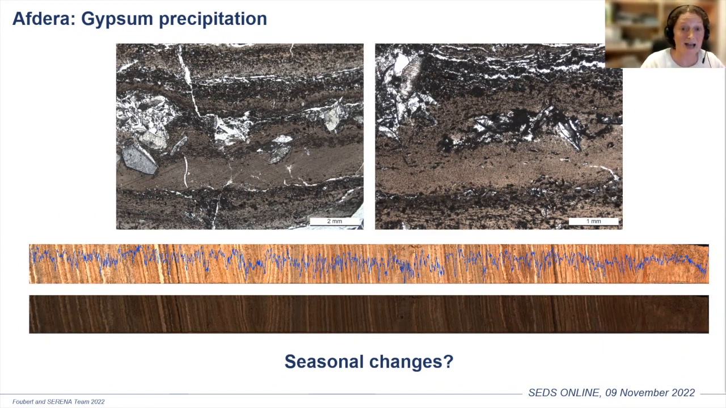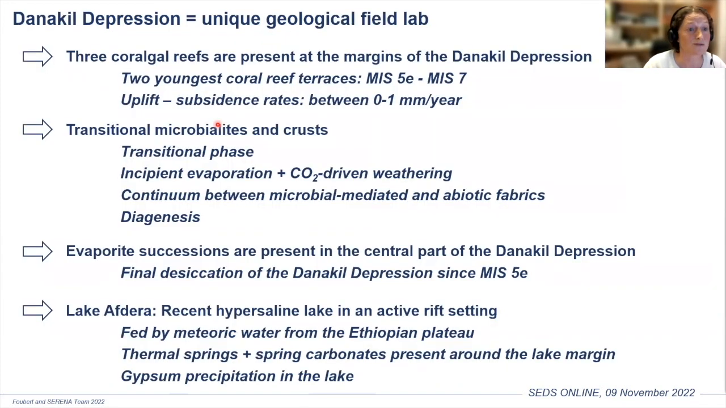So what do we have at the margin? Coral reefs. The two youngest coral reef terraces have been dated at MIS 5e and 7. With those elevations and datings, we could calculate uplift and subsidence rates. They are topped by transitional microbialites and crusts, which witness an incipient evaporation stage and CO2-driven weathering. You have a full continuum between microbial-mediated and abiotic fabrics. They're also diagenetically altered in a lot of cases.